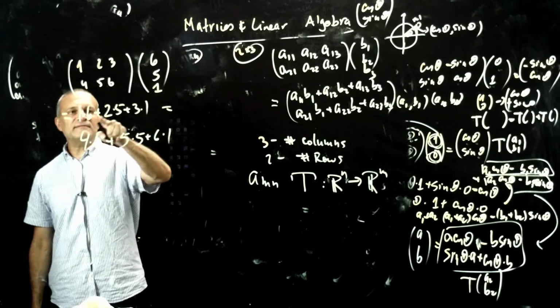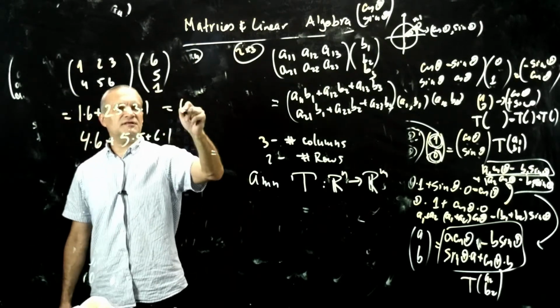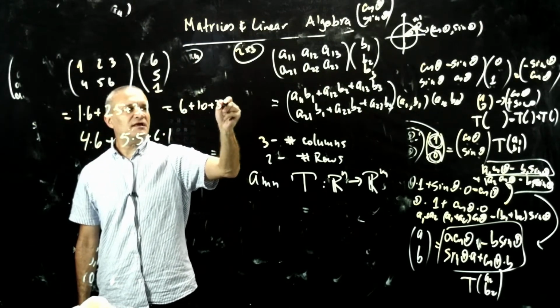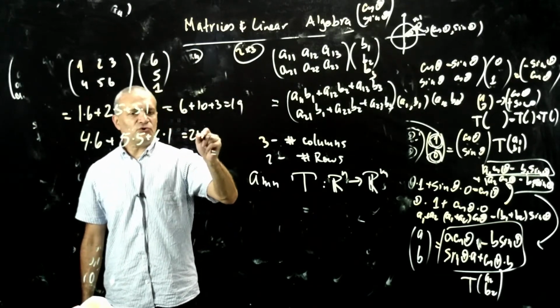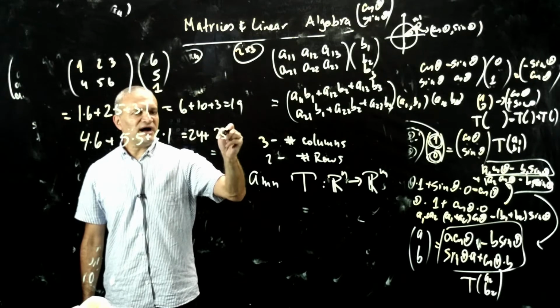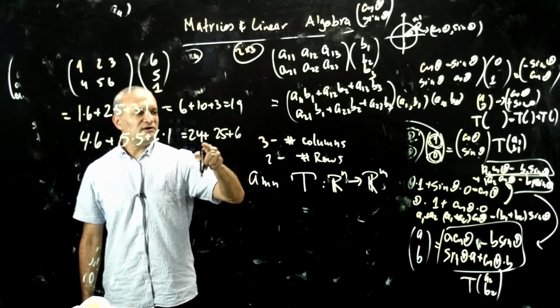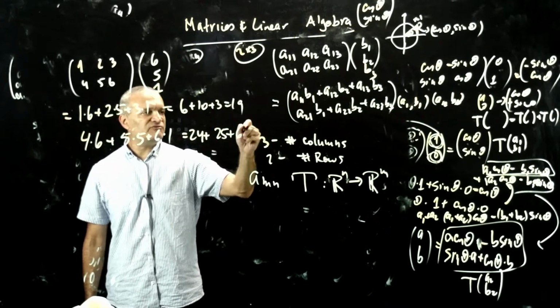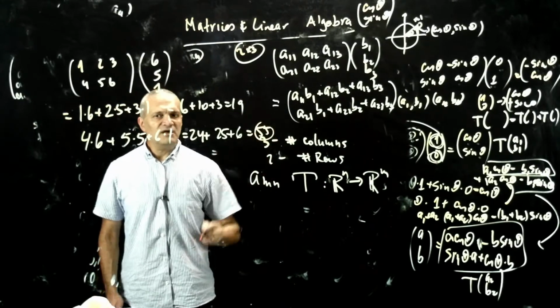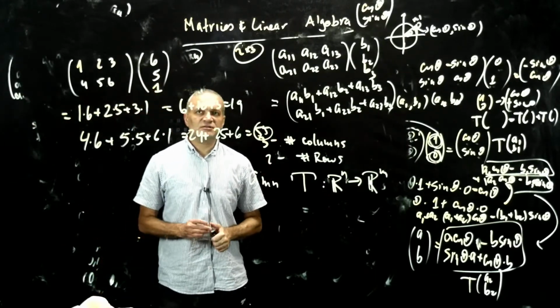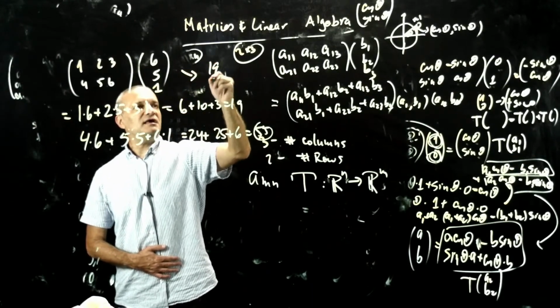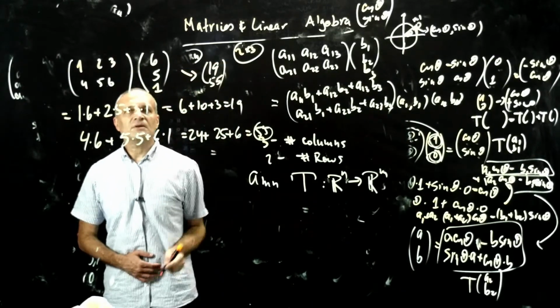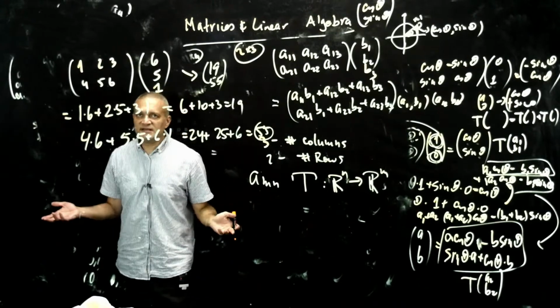So 1 times 6 is 6, plus 10, plus 3, equals 19. And here we are going to have 24 plus 25 plus 6. So 24 plus 6 is 30, plus 25 is going to be 55. So the result, the two-dimensional vector, is represented by the coordinates 19, 55. Okay? That's all there is to it.